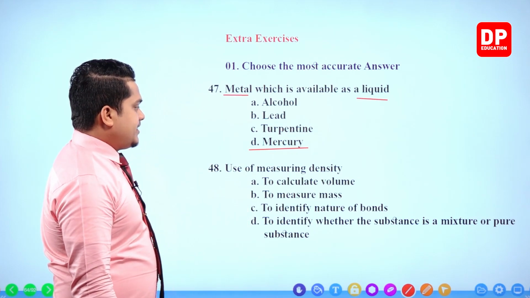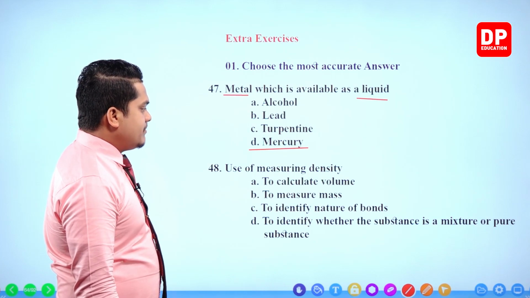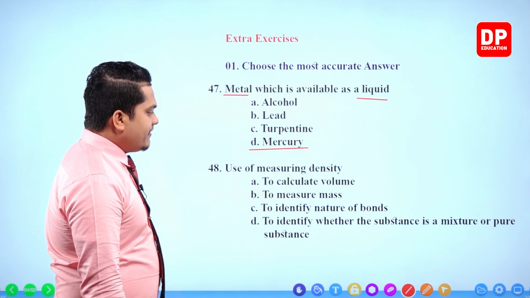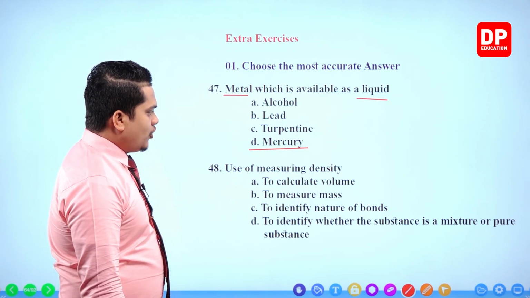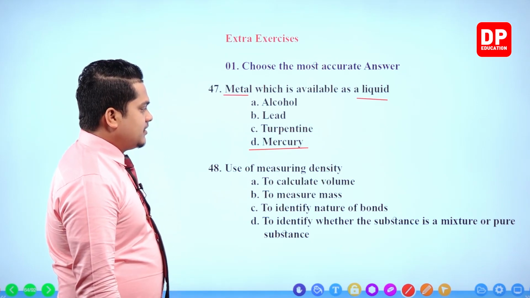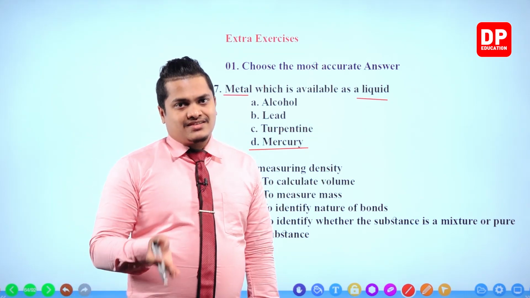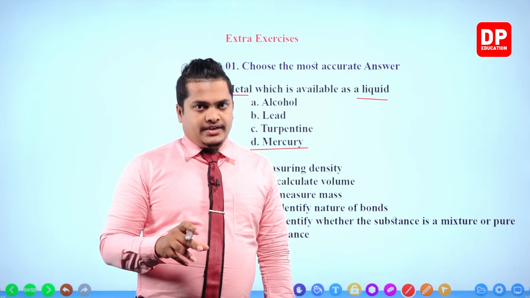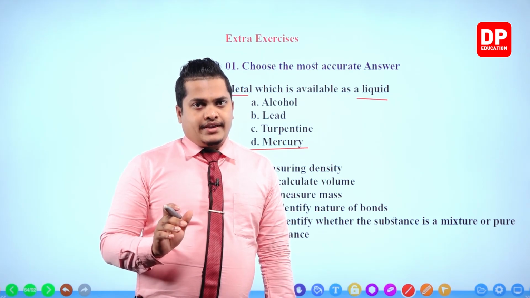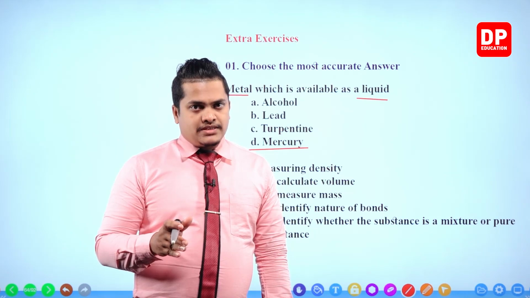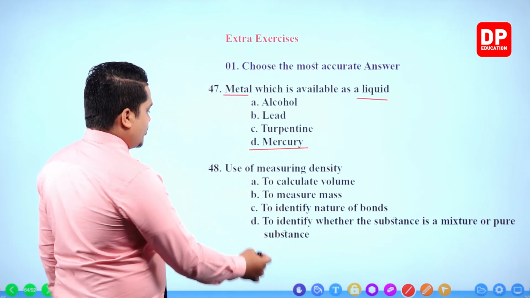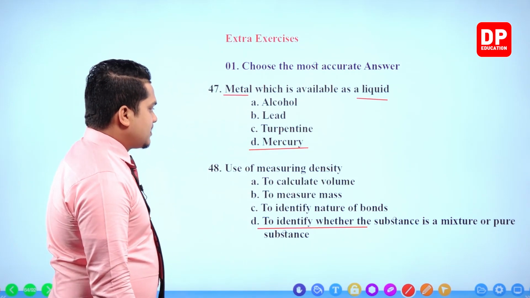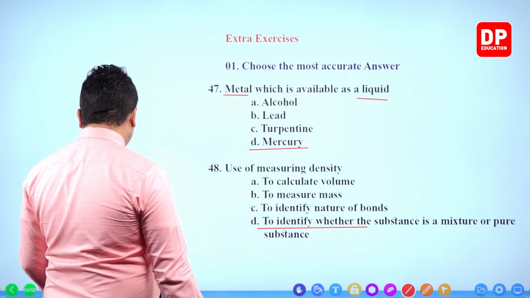Use of measuring density: calculate the volume, measure the mass, identify nature of bonds, identify whether the substance is a mixture or else a pure substance. Very simple, my dear children. I told you these things several times. Density is a quantity that can be used to identify whether a substance is a pure substance or else a mixture. So, my dear children, our answer would be to identify whether the substance is a mixture or else a pure substance. Then the next one.